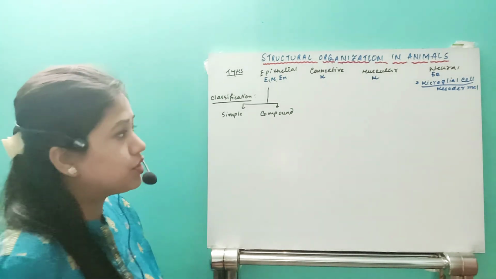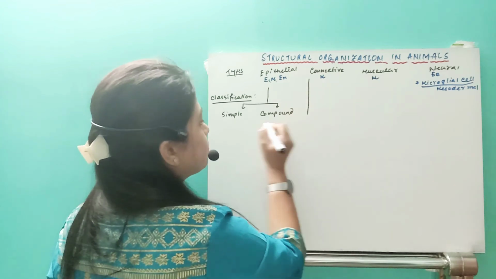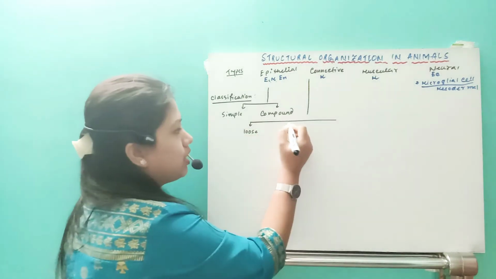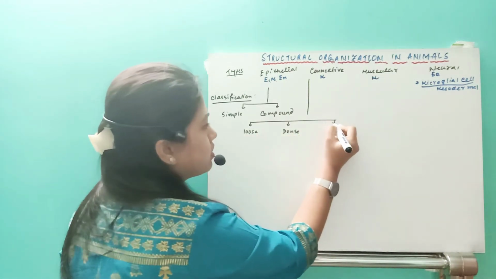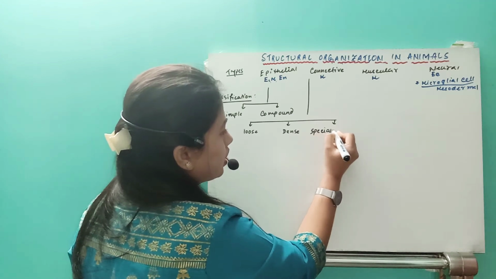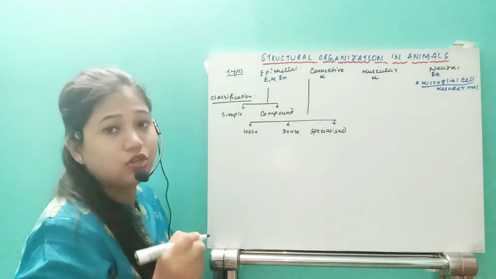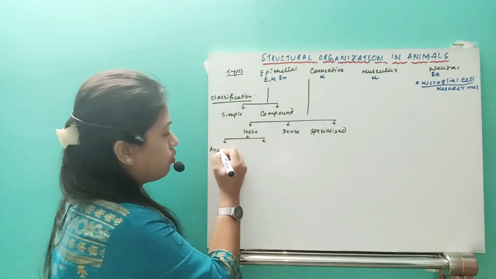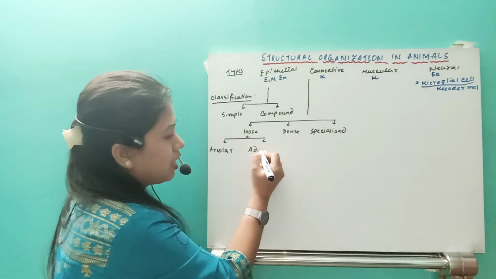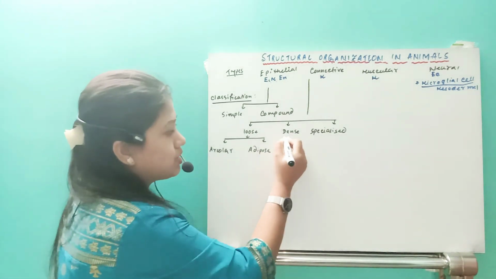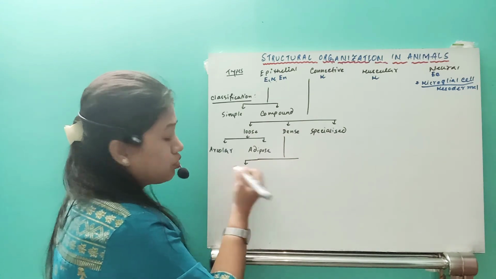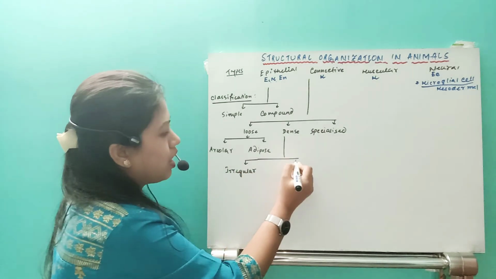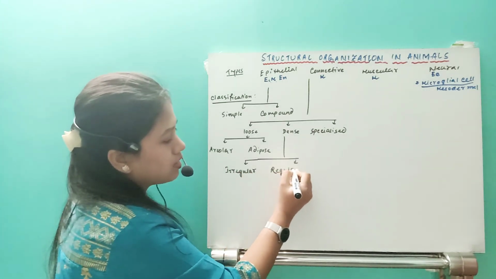If it is the connective tissue, then we are going to have three types of connective tissue: the loose connective tissue, then dense connective tissue and specialized connective tissue, right? So once again, if it is the loose connective tissue, then we have two types. One is areolar and the second one is adipose tissue. If it is the dense connective tissue, then we have two types. One is irregular dense connective tissue and the second one is regular dense connective tissue.